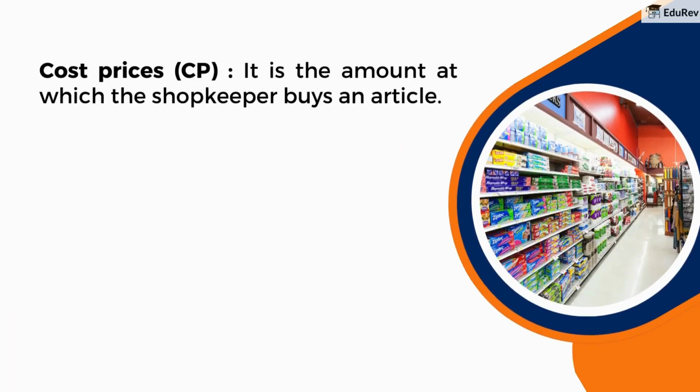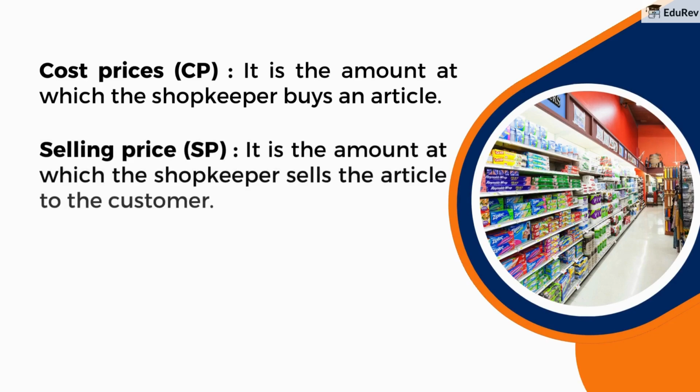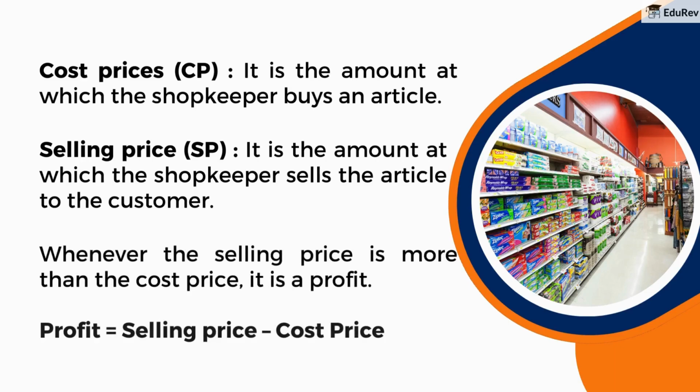Cost price, or CP. It is the amount at which the shopkeeper buys an article. Selling price, or SP. It is the amount at which the shopkeeper sells the article to the customer. Whenever the selling price is more than the cost price, it is a profit. Profit is equal to selling price minus cost price.